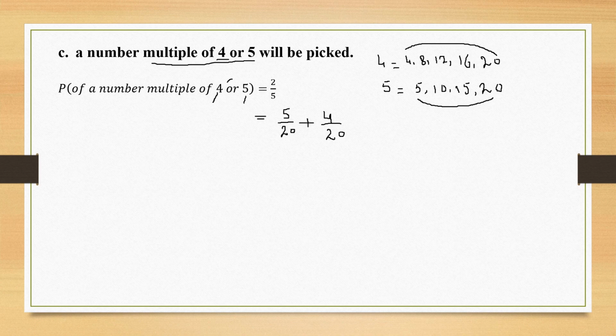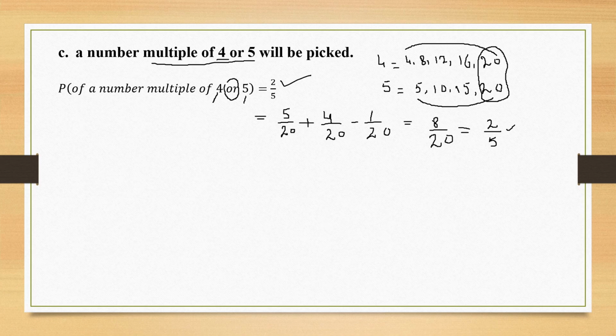When we have "or", we put the plus sign, but we also see if there is any common number, and it will be subtracted from this addition. Yes, we have only one common number, so it will be subtracted from this addition. So the answer will become 8 by 20. Okay, 5 plus 4 is 9, minus 1, 8 by 20, and 8 by 20 means 4 multiplied by 2 is 8, 4 multiplied by 5 is 20, so 2 by 5. That's why I wrote here the answer is 2 by 5.